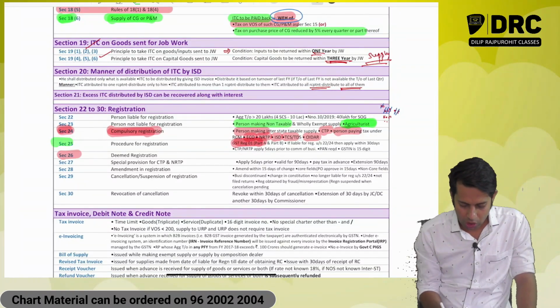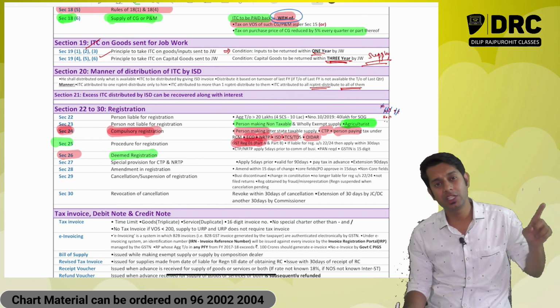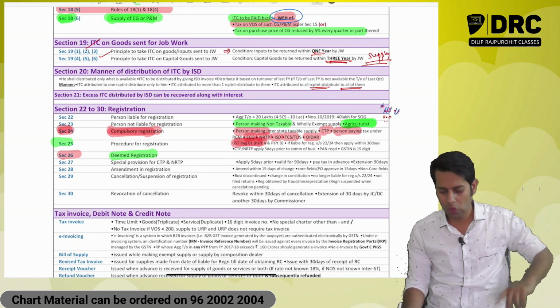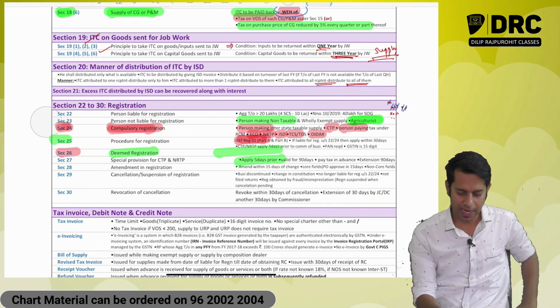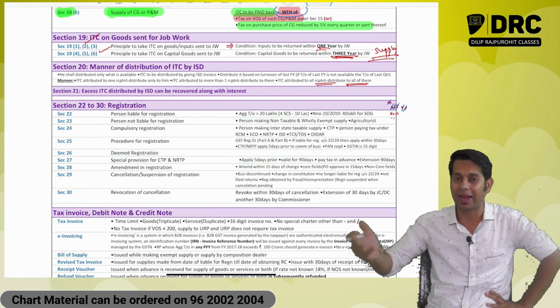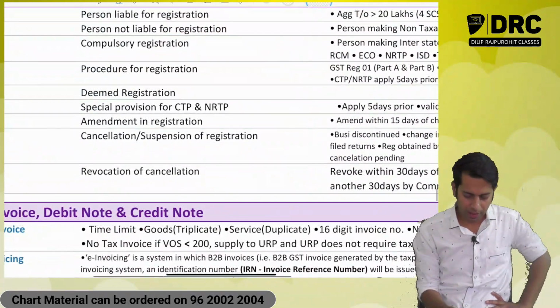Section 25 talks about deemed registration. If you have taken registration under SGST Act or under UTGST Act, that means you have also been given a registration under CGST Act, meaning the registration is not based on the Act, it is based on a particular state.